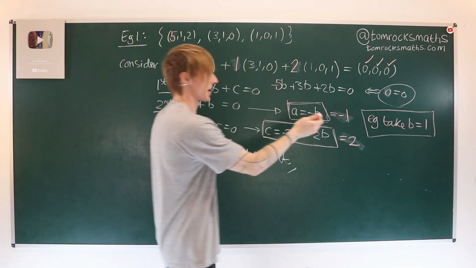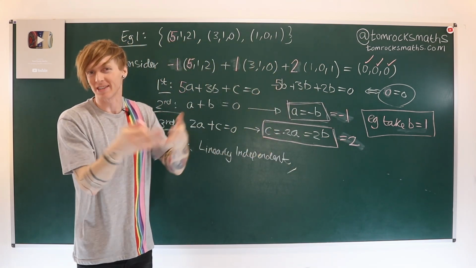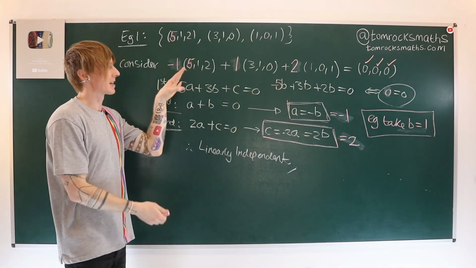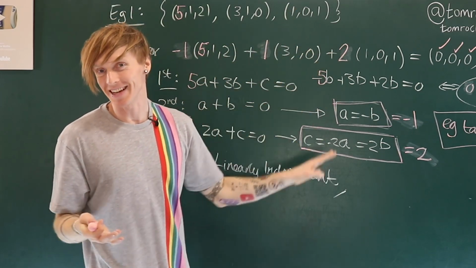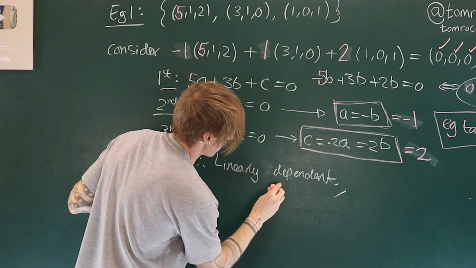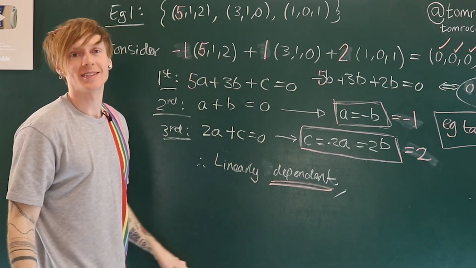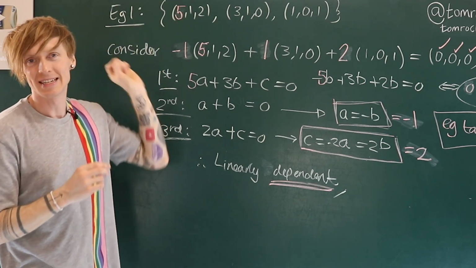We could, of course, pick any value for b. We could take that to be anything. I just picked 1 because it's quite straightforward. Key thing is we have a solution where not all of our coefficients are 0. Therefore, this time we have linear dependence. This set is now, with this very slight modification, linearly dependent.